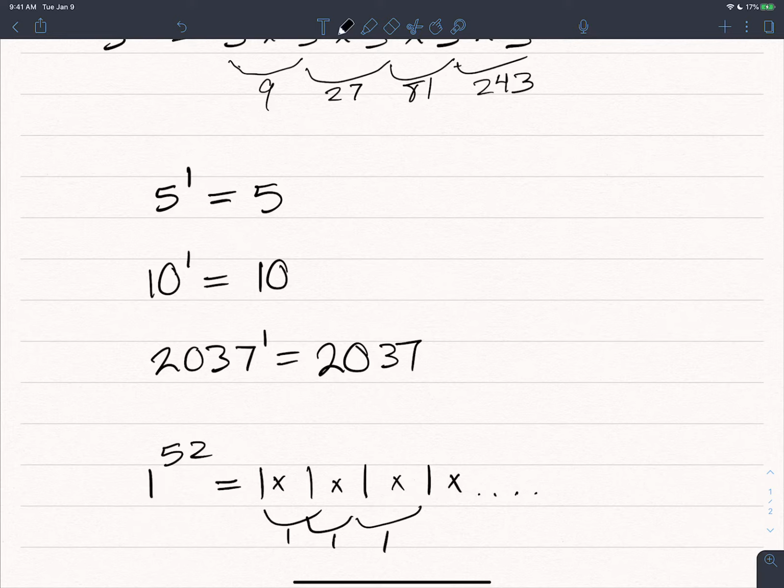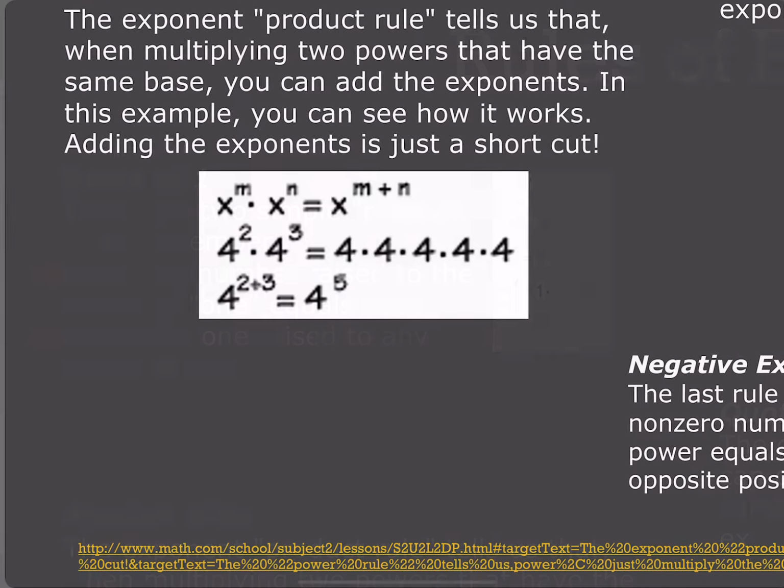The first one, if we raise something to the first power, we get the same thing. And the second one, if we raise 1 to any power, then it still equals 1. 1 raised to any power equals 1.